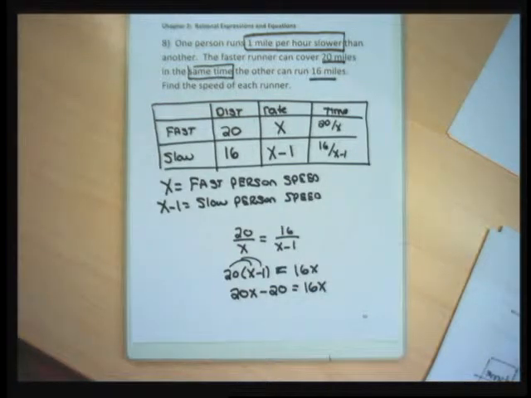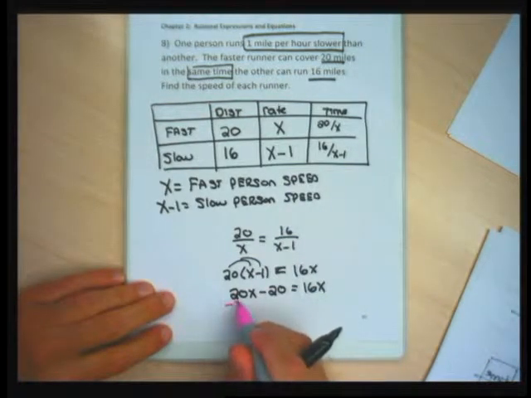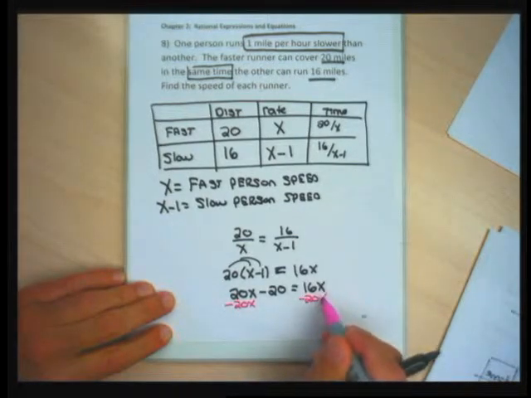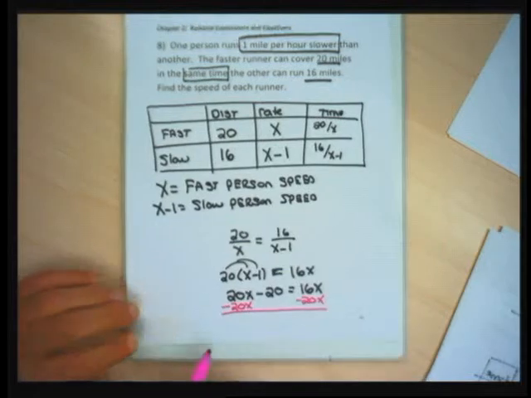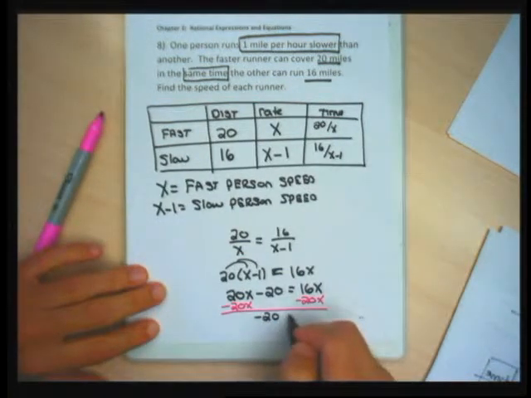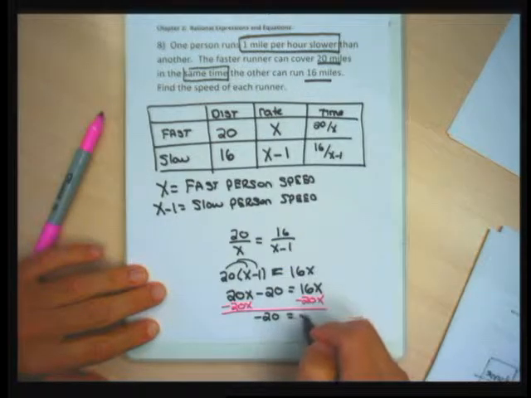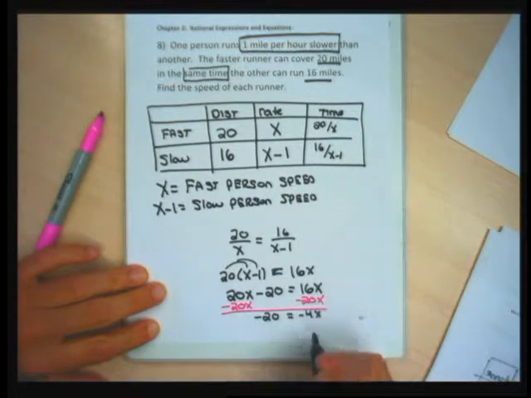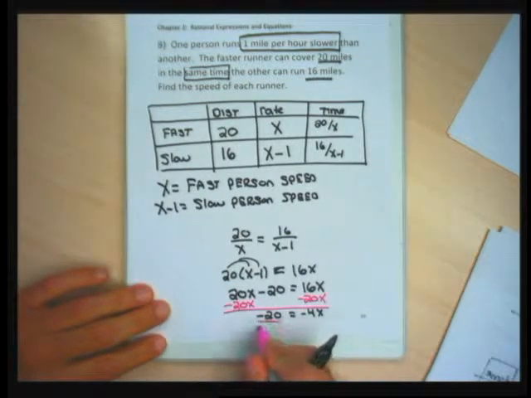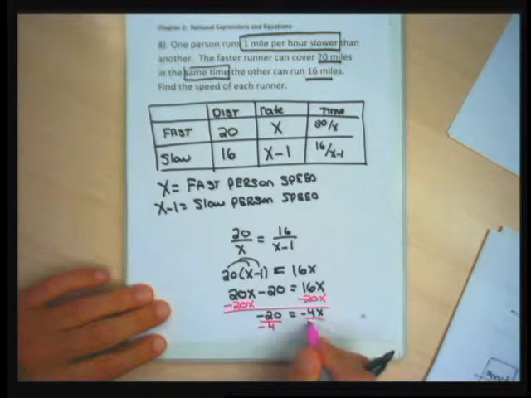I'm going to solve this for x. I don't need to factor because there's not a square. I'm going to minus 20x from both sides and then divide. When I minus 20x from the left side, I'm still left with the minus 20. On the right side, 16 minus 20 is negative 4, so I get a negative 4x when I do that subtraction. Now I'm going to divide both sides by a negative 4.